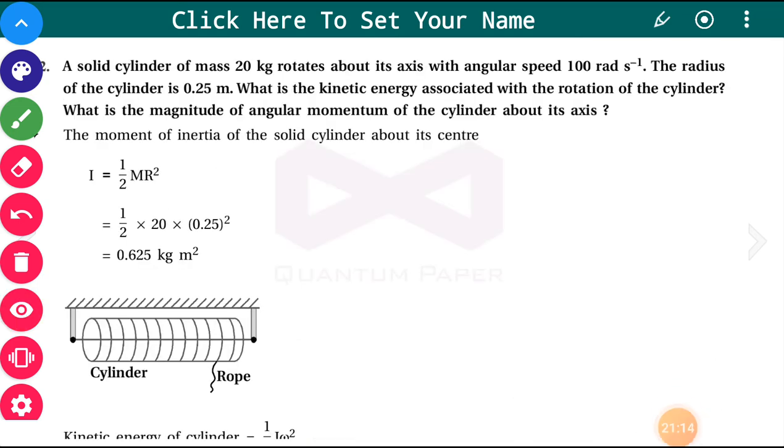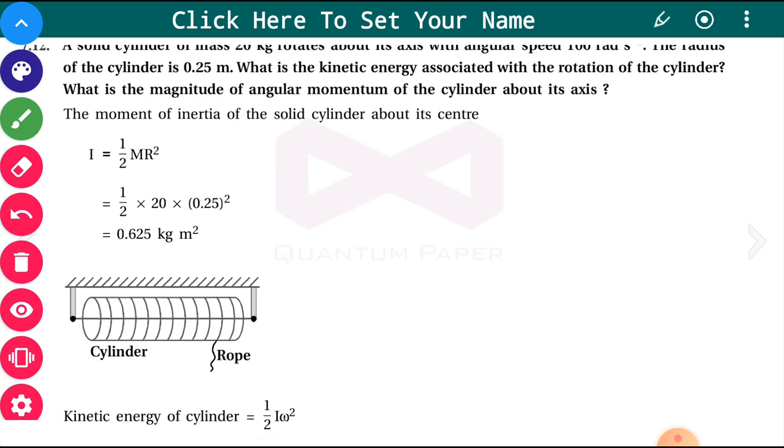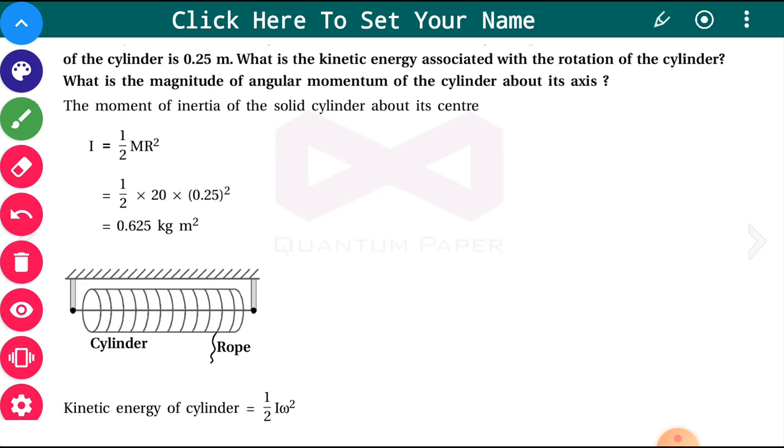Now we will have 7.12. A solid cylinder of mass 20 kg rotates about its axis with angular speed of 100 radian per second. The radius of the cylinder is 0.25 meter. What is the kinetic energy associated with the rotation of the cylinder? What is the magnitude of angular momentum of the cylinder about its axis?